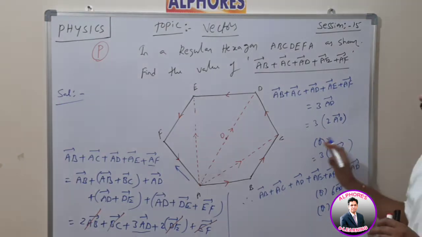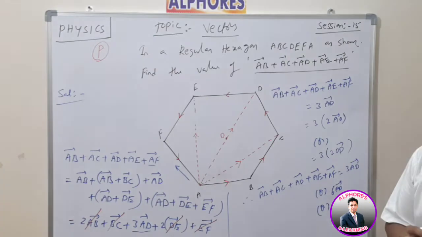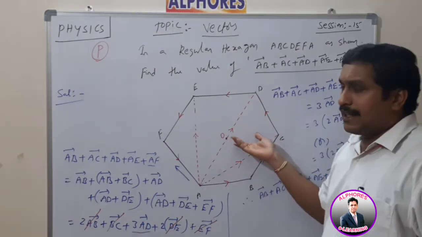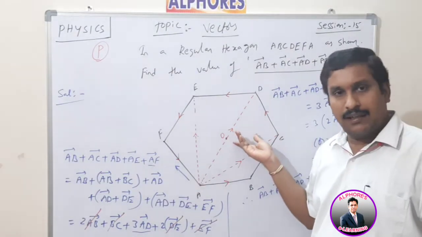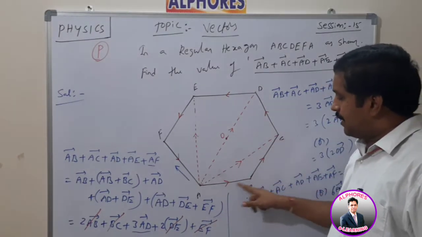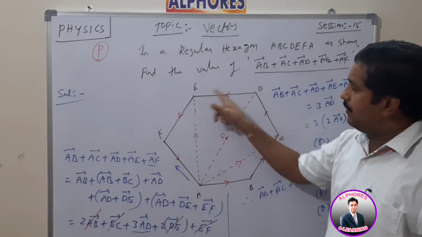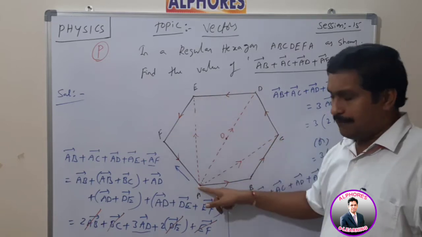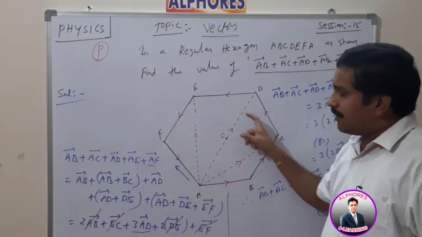So this is the application of polygon law of addition of vectors. Why? Because this regular hexagon is the example for polygon, and it contains 6 sides, meaning AB, BC, CD, DE, EF and FA. These 6 sides are of equal length.